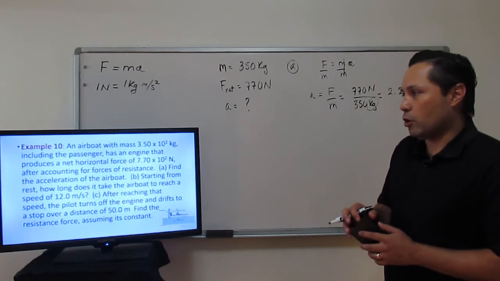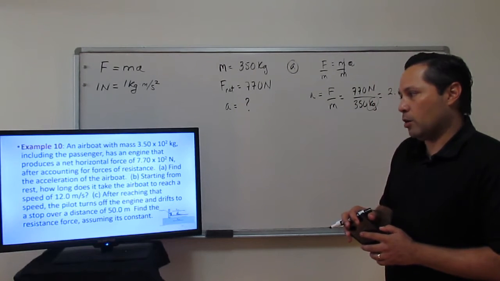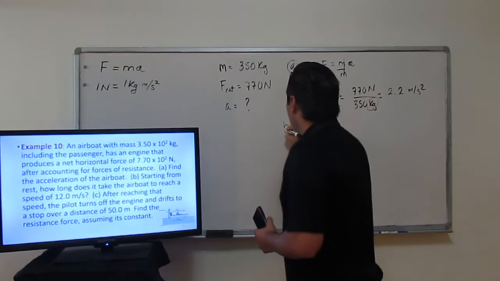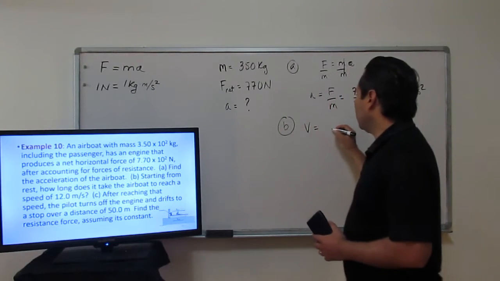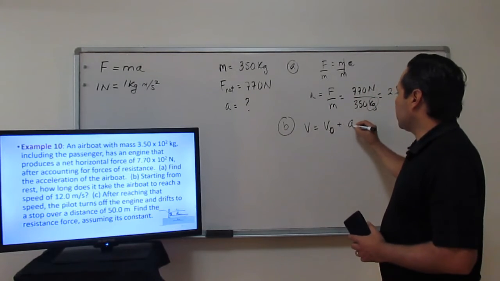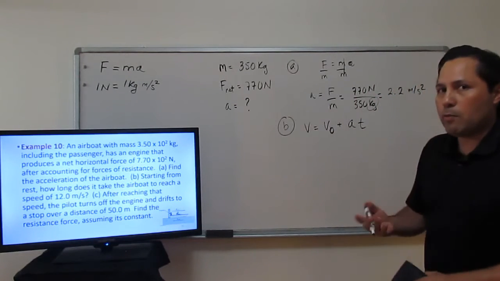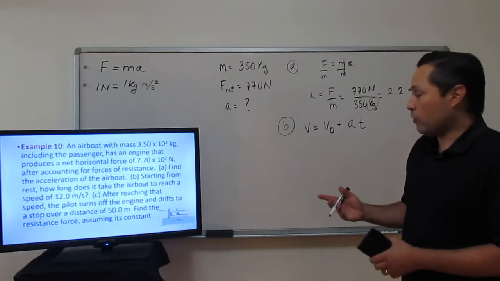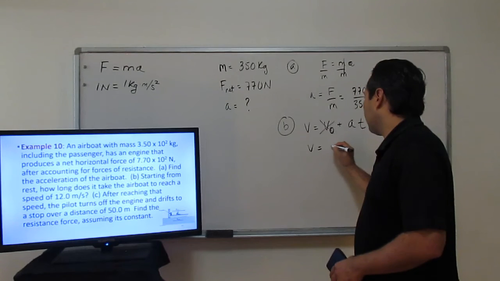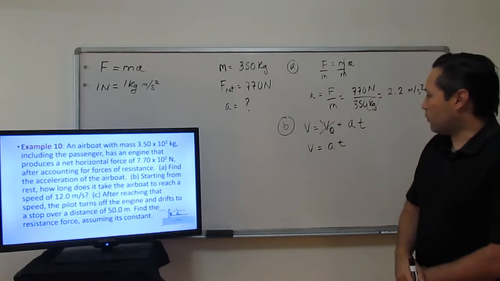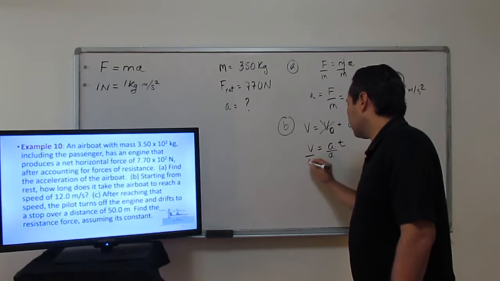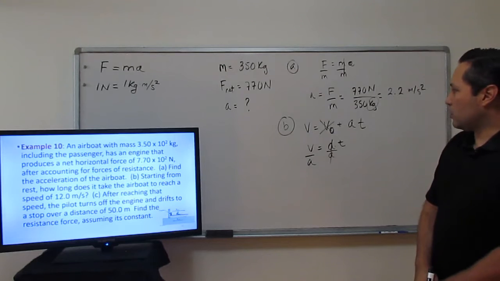In part B it says, starting from rest, how long does it take the airboat to reach a speed of 12 meters per second? For that one, I'm going to use this formula: velocity equals velocity initial plus acceleration times time. I want to know how much time it takes. Now, it's starting from rest, so the initial velocity is 0, so I'm going to ignore that. So there's our formula. And I want the time, so I want to divide by acceleration on both sides. Alright, so there we have it.